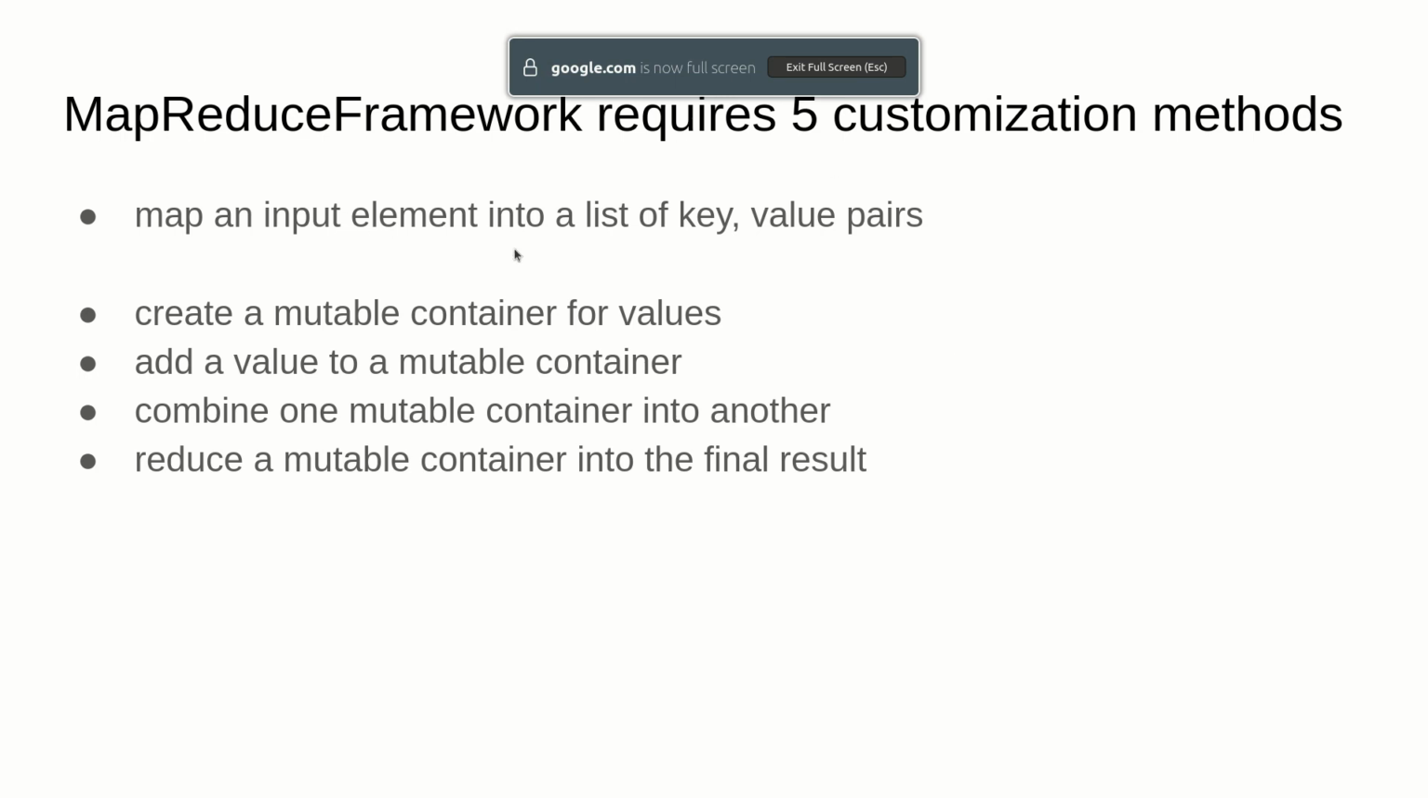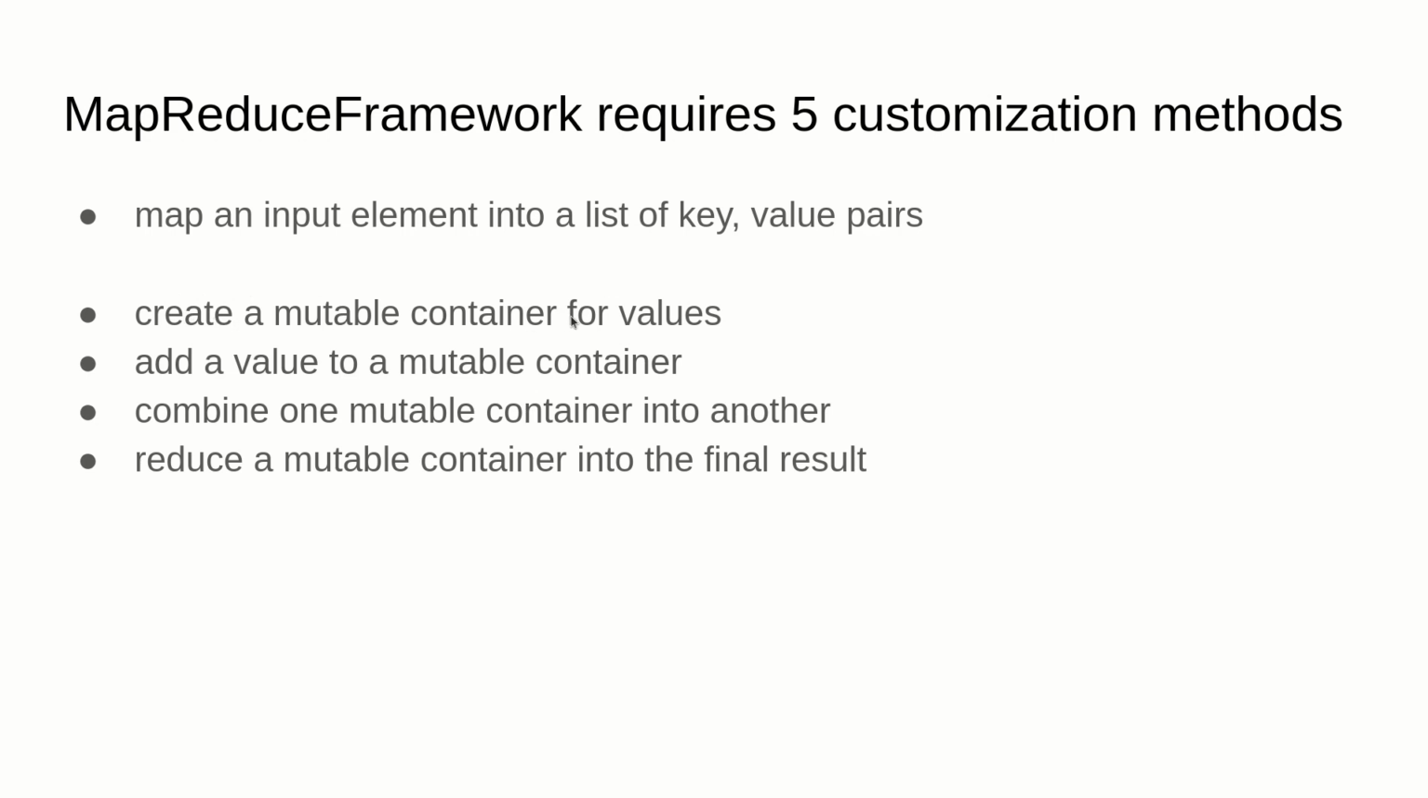In those mappers and accumulator combiner reducers, there are the 5 customization methods that you need. First of all, you need to be able to map an input element to a list of key value pairs. That's the map portion. And then down here we have reduce. MapReduce has what are called advanced versions of it. People are coming up with more ways to control it, including Spark, a framework that we'll talk about a little bit in this class.